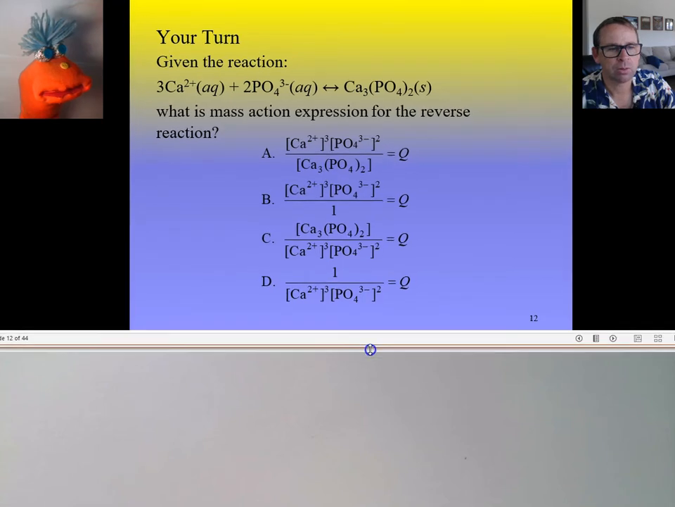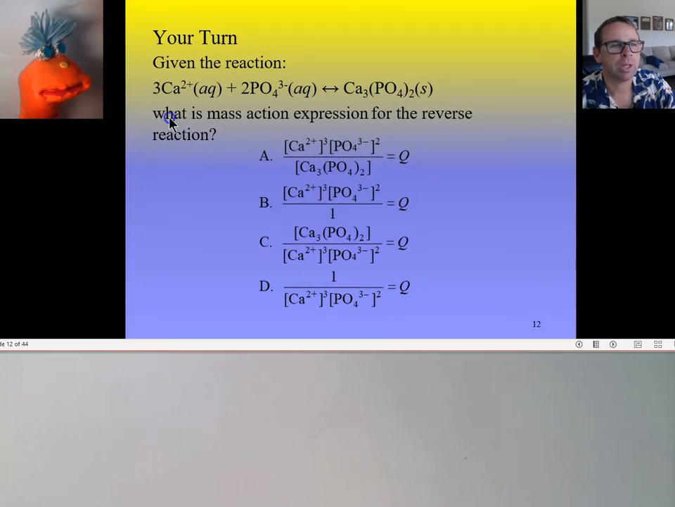Okay, so what is the mass action expression for the reverse reaction? The reverse? Yeah, the reverse reaction. So I don't know, what would we do?